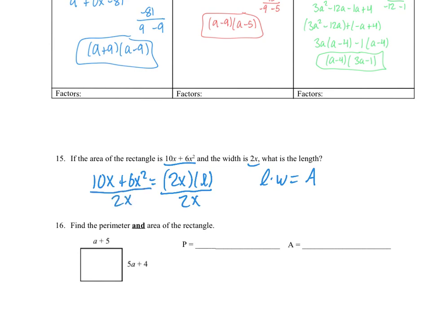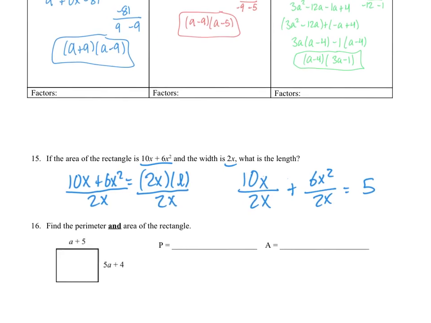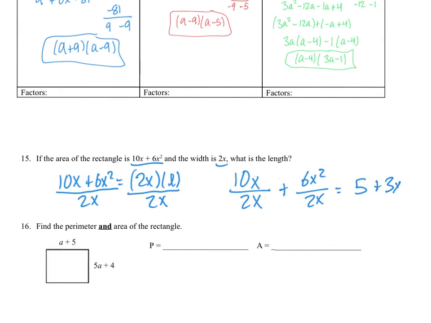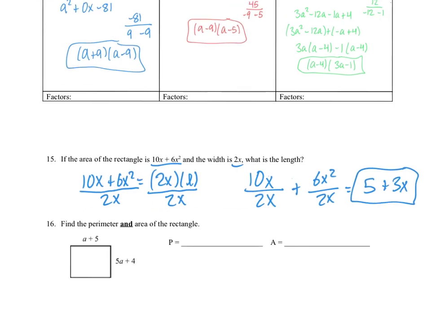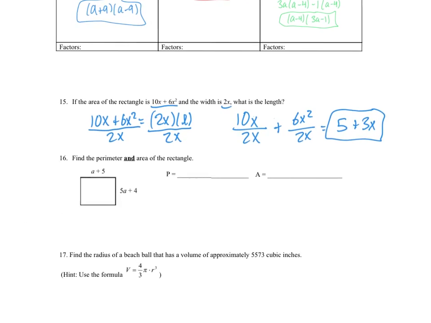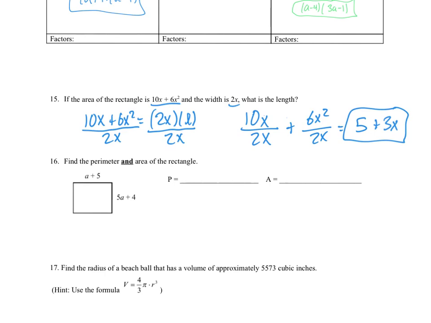This you have to split off. Let me erase this. So you have to split this off: 10x over 2x plus 6x squared over 2x. That's going to be 5 plus 3x. And there's your length. Okay, down here, find the perimeter and the area.